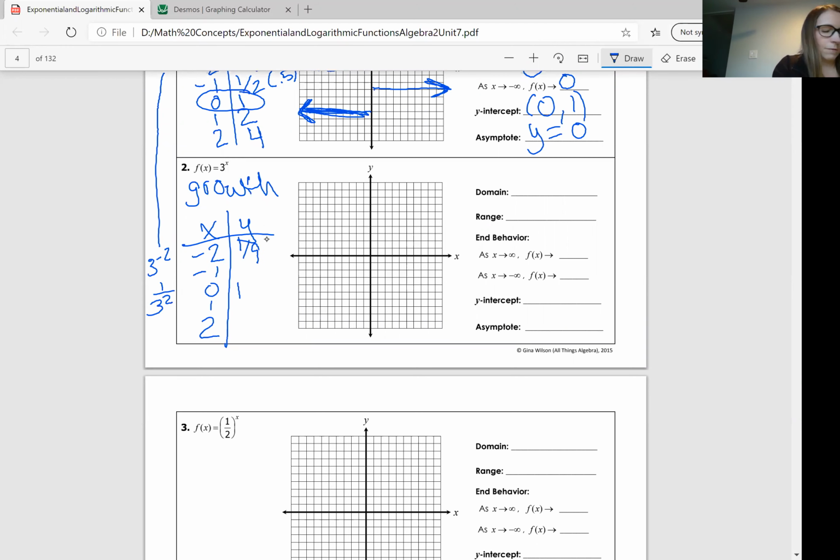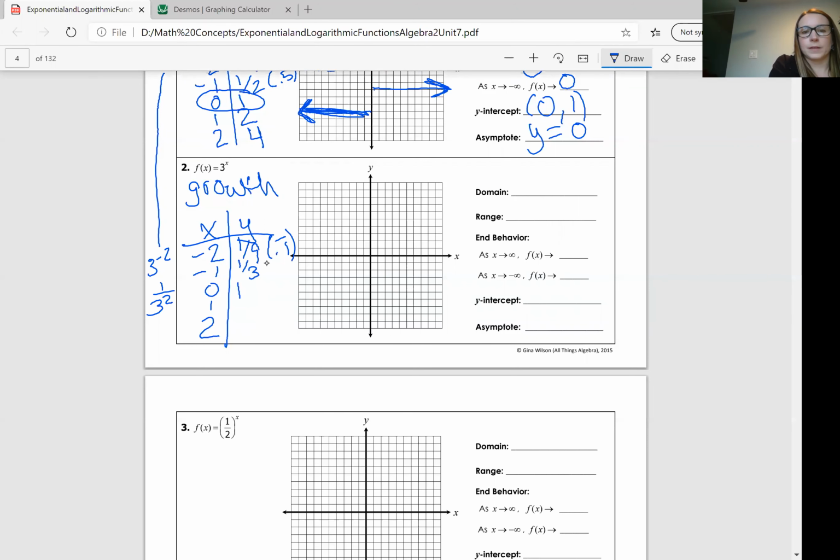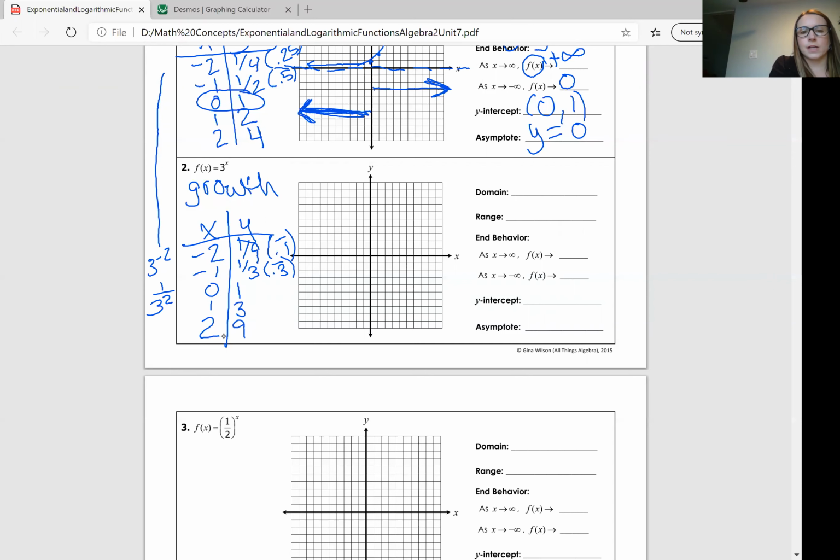And 1/9, if you type it into your calculator, is 0.1 repeating. All right, -1. If you do 3 to the -1st, that would be 1/3. You just flip it. And we know that's 0.3 repeating. 3 to the 1st power is 3, and 3 squared is 9. Again, go ahead and graph these. It does not have to be exact.